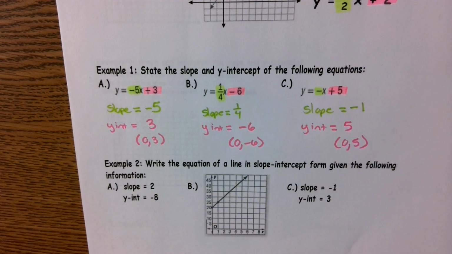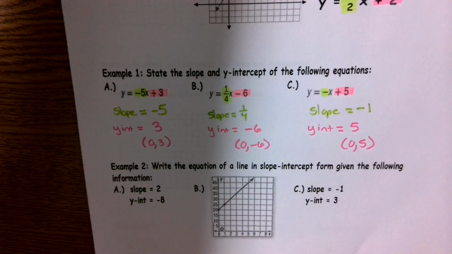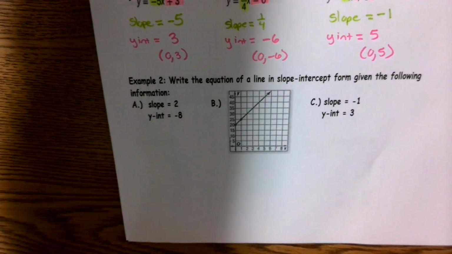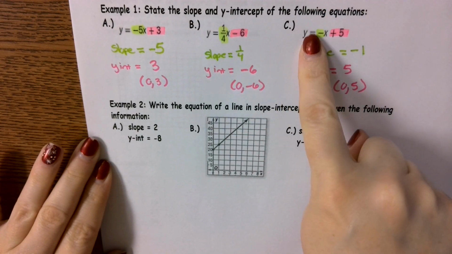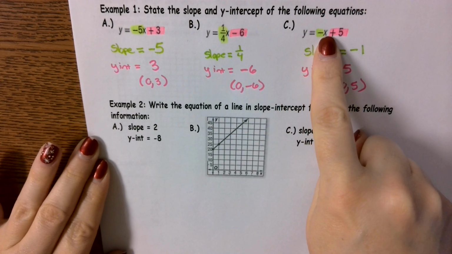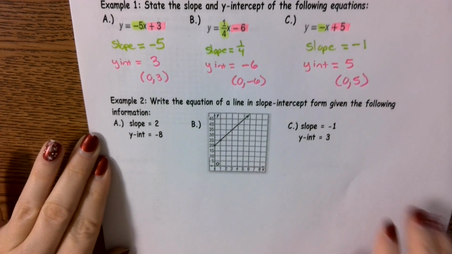But of course, you're not always going to be doing that. Sometimes you're going to be given the slopes and the y-intercepts, and you have to form your equation. Or you're given a graph, and you have to form the equation. The equation is always going to be y equals your m value times x plus or minus your b value.